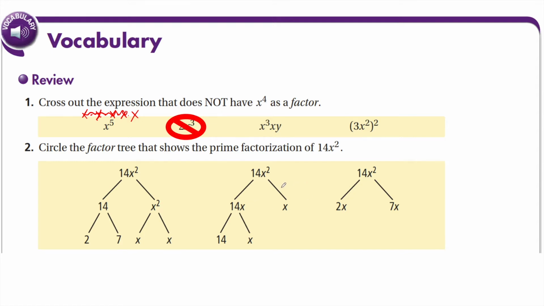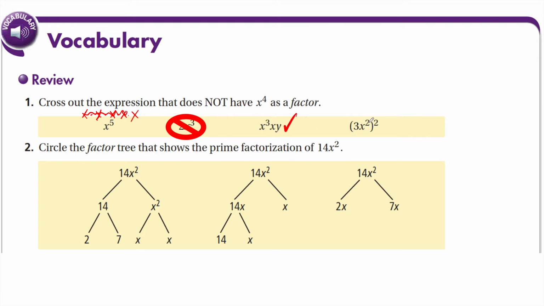to the third power. X to the third times xy is really x to the fourth times y, because there are technically 4 different x values. We have 3 in the beginning portion, and then we have the fourth one that is attached to that y, so that is a-okay. That does have x to the fourth as a factor.